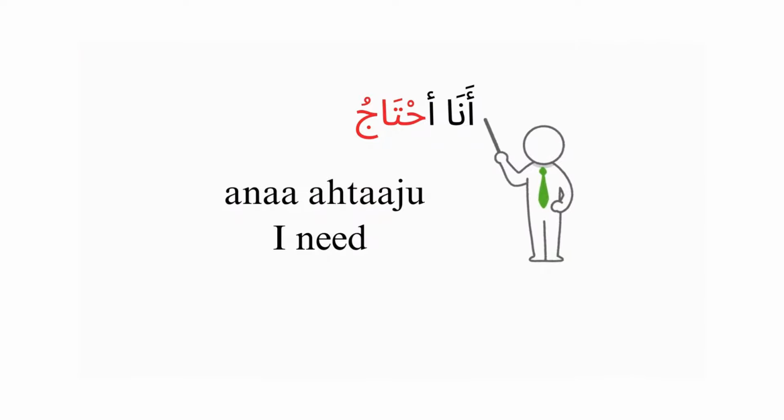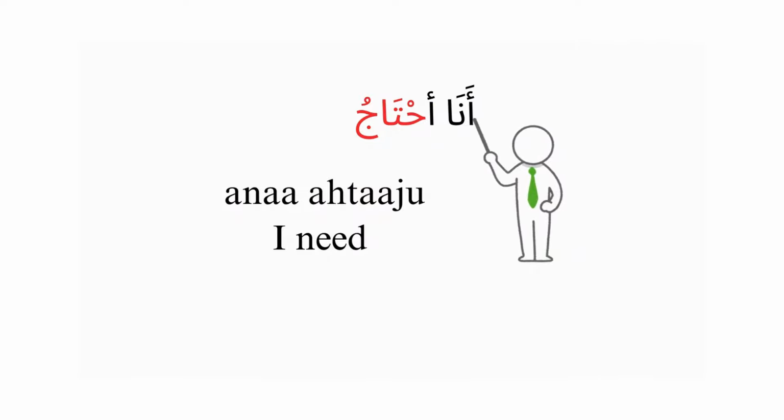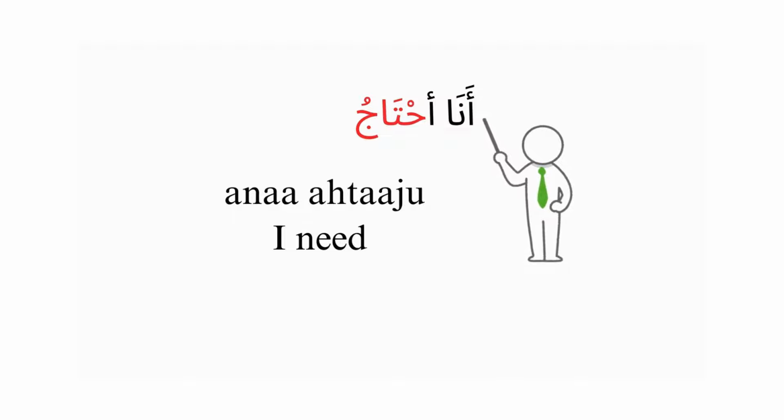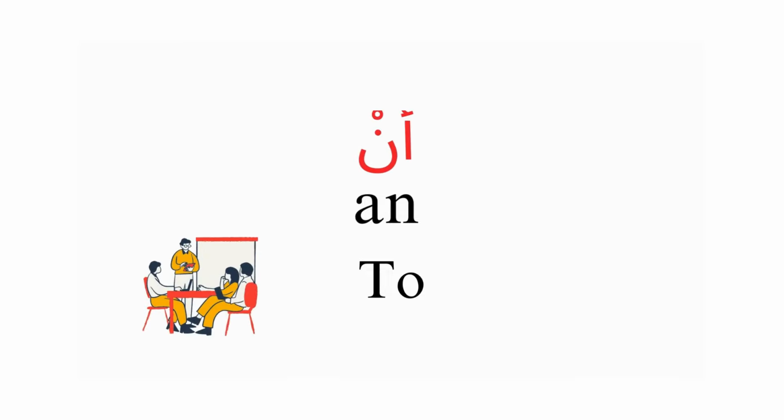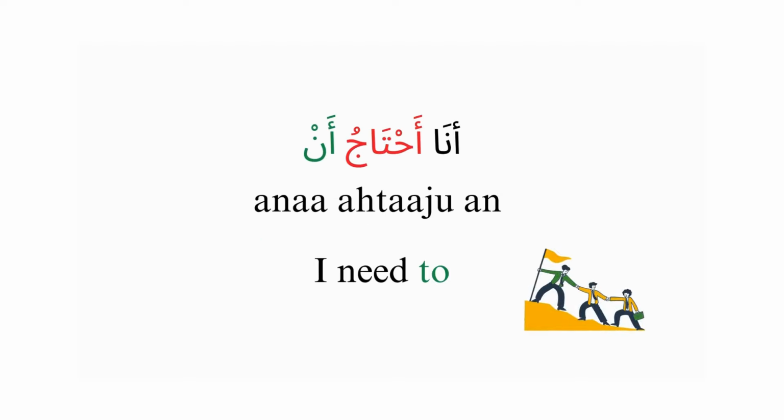Now we have the verb أحتاج, which means I need. أنا أحتاج. Repeat after me. أنا أحتاج. I need. Once again, we need to put the preposition to, which means أن, after the verb أحتاج. And it goes like this. أنا أحتاج أن.